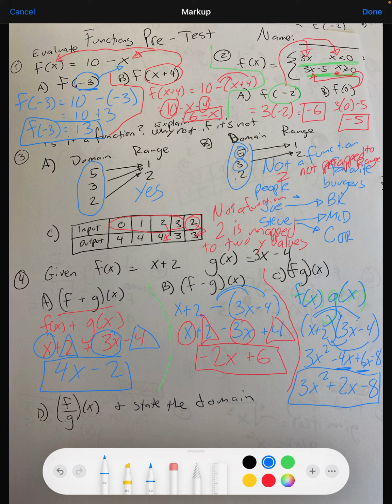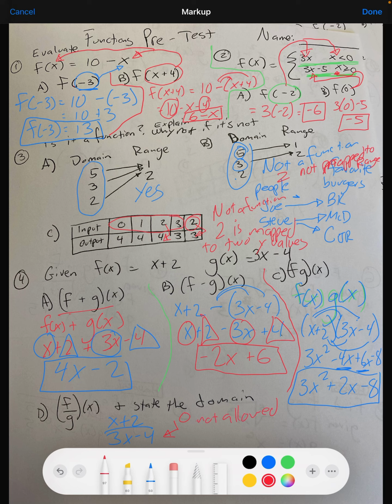That is our f times g of x. Now division is going to give us x plus 2, or f of x, divided by 3x minus 4. And to find the domain, we need to see what number makes the bottom 0. We cannot have 0 in the denominator. Okay, 0 not allowed.